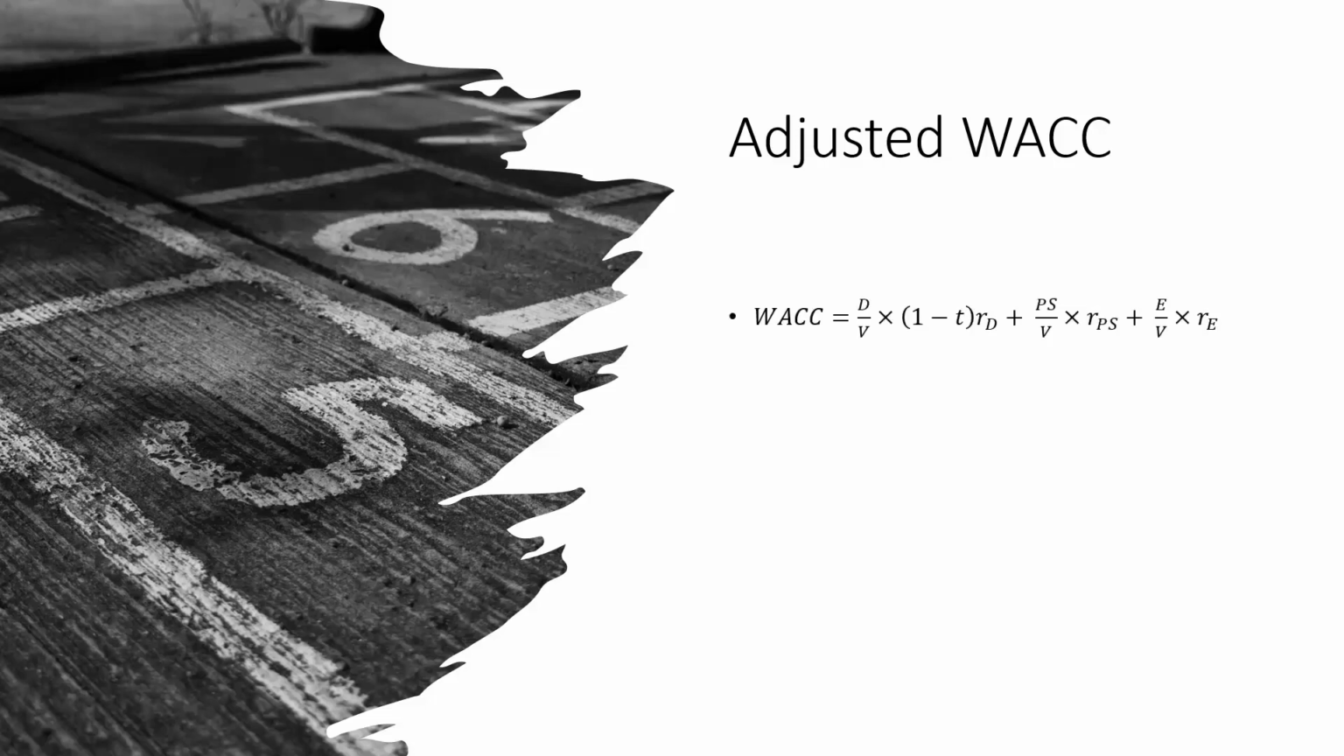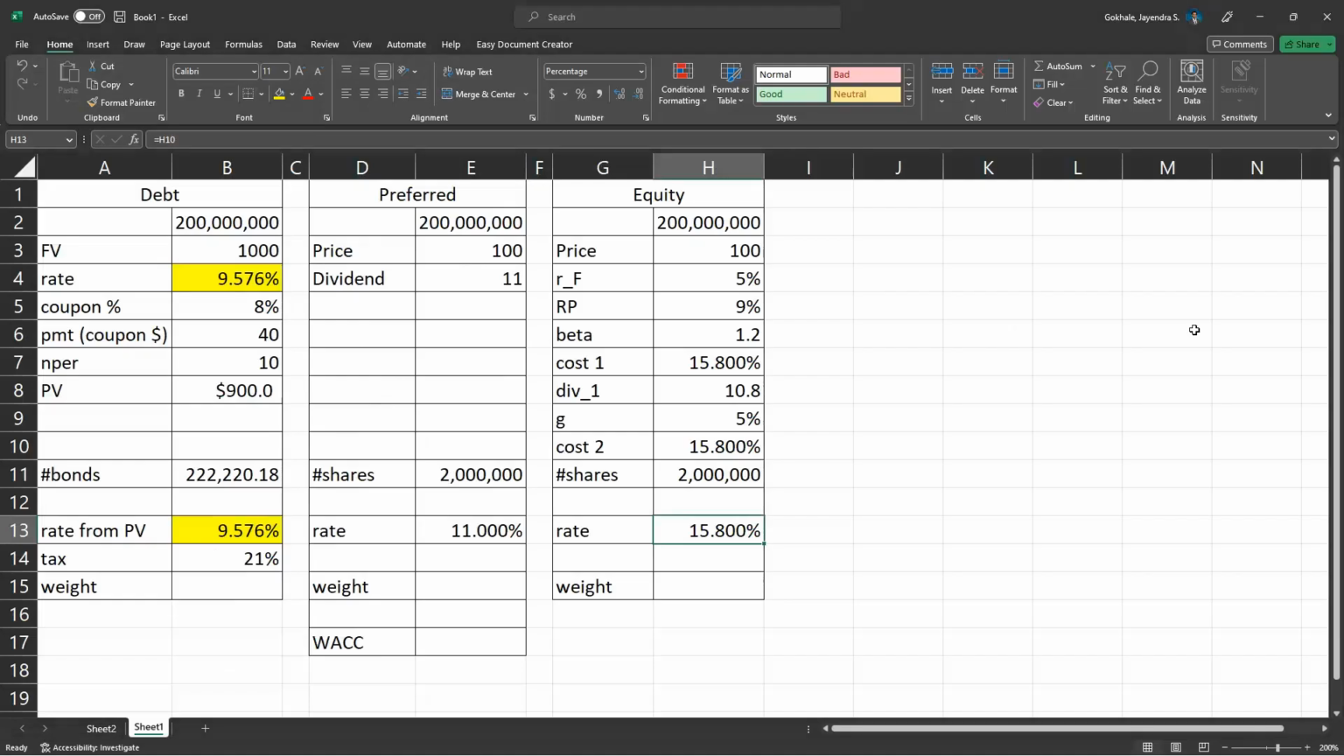The adjusted weighted average cost of capital is value of debt times 1 minus tax rate times return on debt, plus value of preferred times return on preferred, plus value of equity times return on equity. So let's just do them one by one.